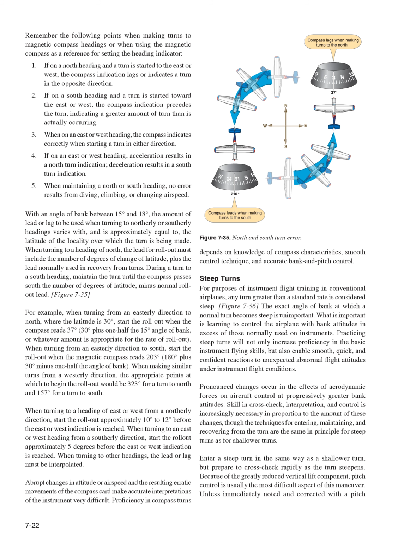When turning to a heading of east or west from a northerly direction, start the rollout approximately 10 degrees to 12 degrees before the east or west indication is reached. When turning to an east or west heading from a southerly direction, start the rollout approximately 5 degrees before the east or west indication is reached. When turning to other headings, the lead or lag must be interpolated. Abrupt changes in attitude or airspeed and the resulting erratic movements of the compass card make accurate interpretations of the instrument very difficult.